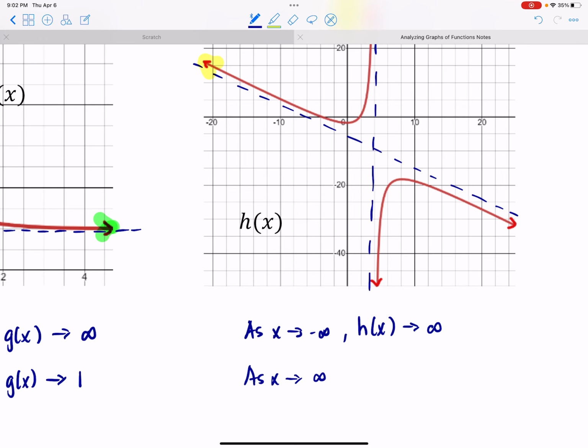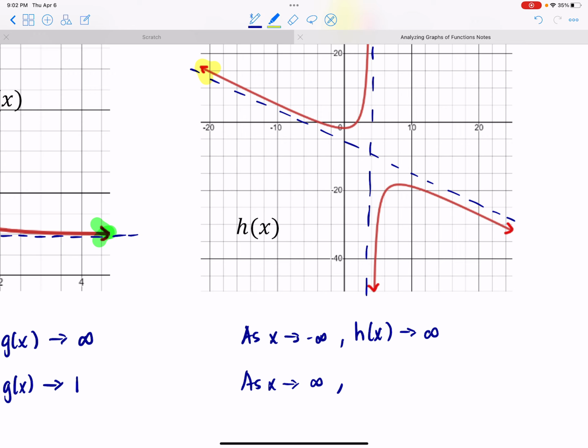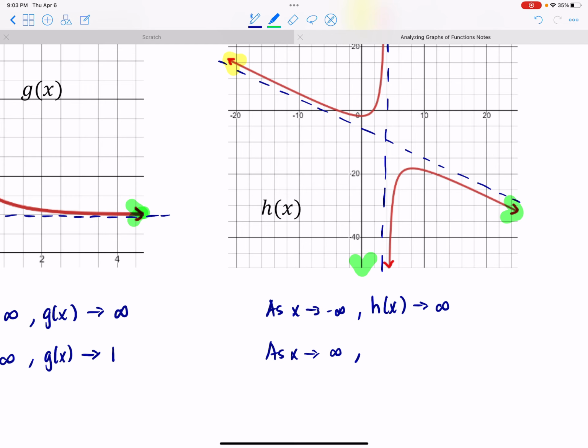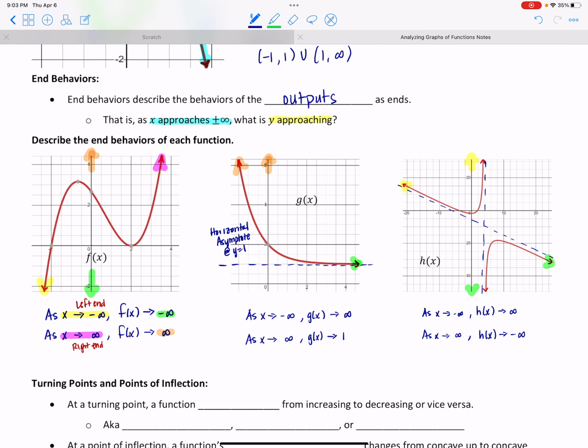Okay. And then on the right end of the graph over here, if we were to follow that, at the same time that we are going right, or x is increasing, this graph is going to keep headed down. So if it's heading down, that would be down forever toward negative infinity. So as x approaches infinity, we would say h of x approaches negative infinity. So as x's are increasing, y's are decreasing. Okay, for that branch of that rational function. And again, hopefully stuff that looks familiar.